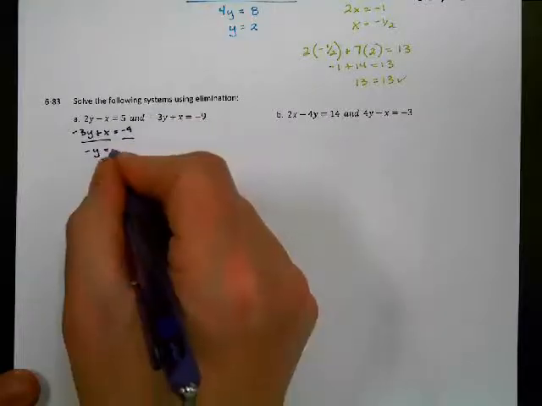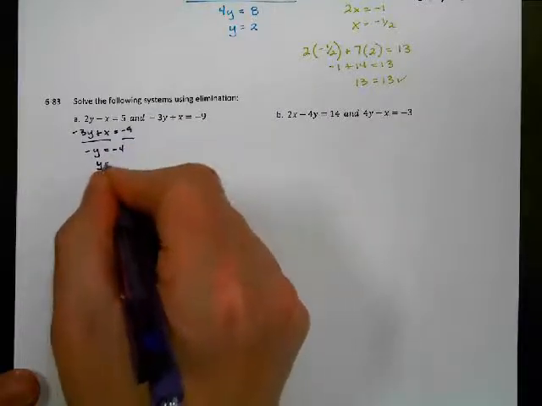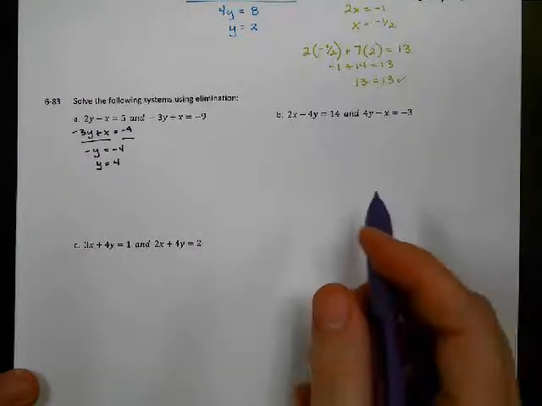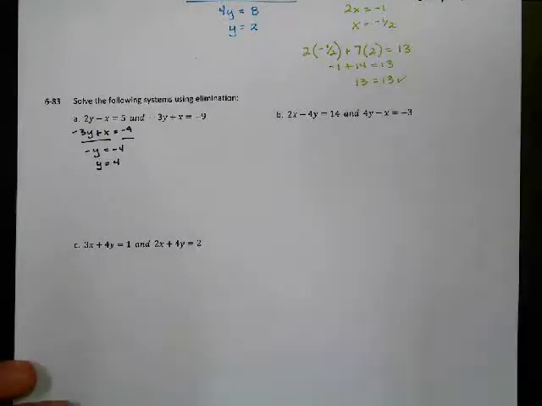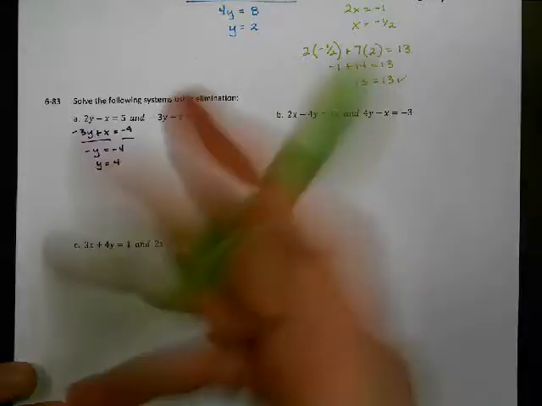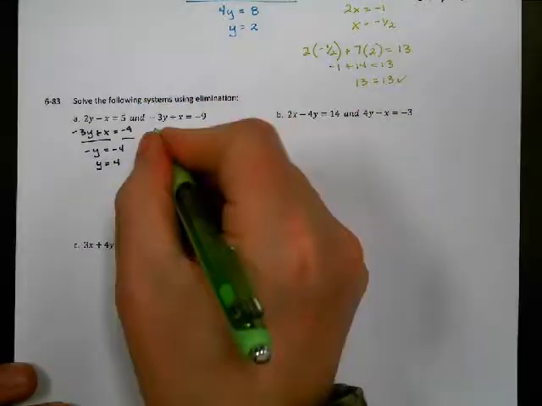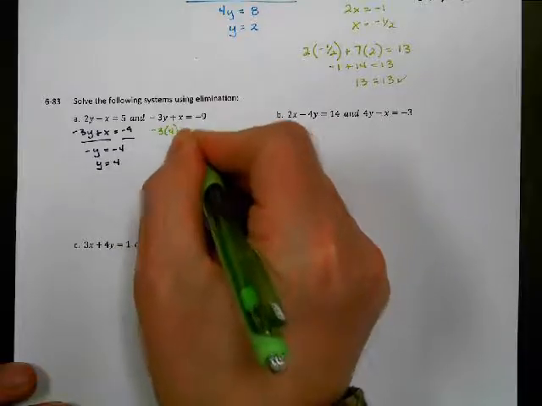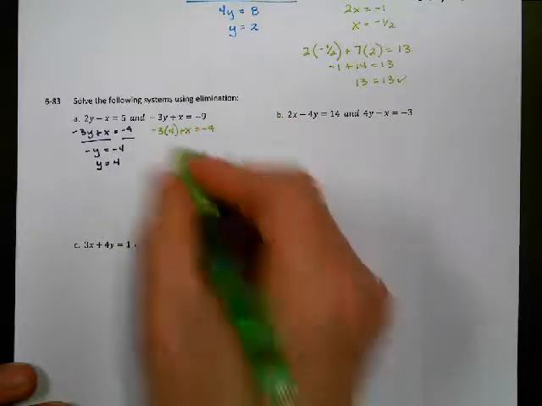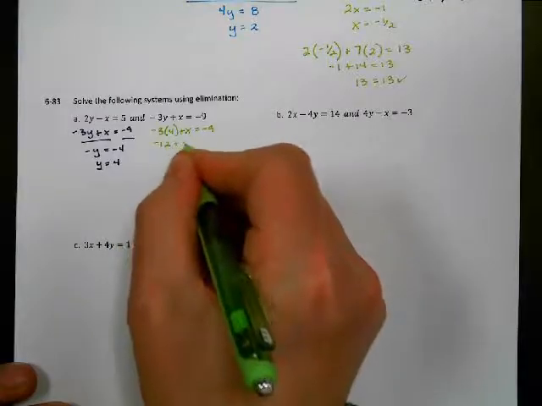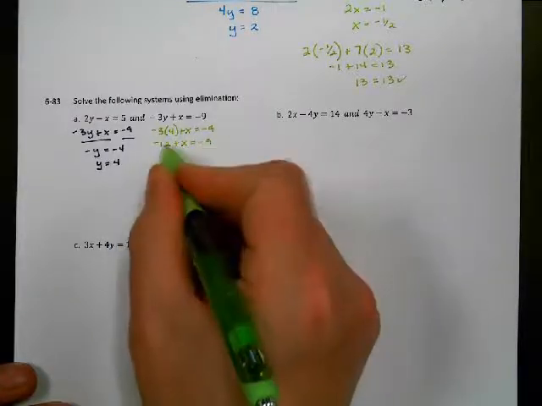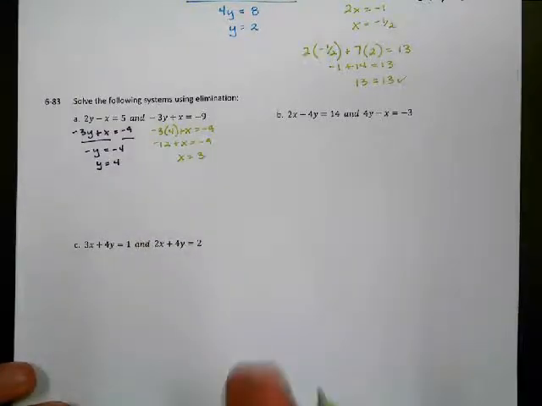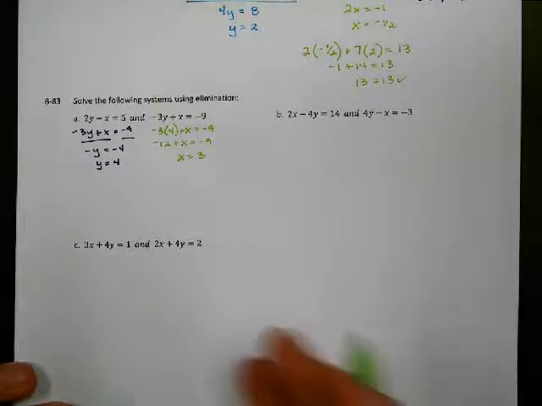Now I'm going to check to see what my x value is going to be. So I'm going to plug in 4 into this equation. So negative 3 instead of y, I'm going to plug 4, plus x equals negative 9. So this is negative 12 plus x equals negative 9. I'm going to add 12, and x it looks like is 3. I think that's my answer, but to double check, I'm going to plug it into this equation because I already know it works for this one, so I'm going to try this one.